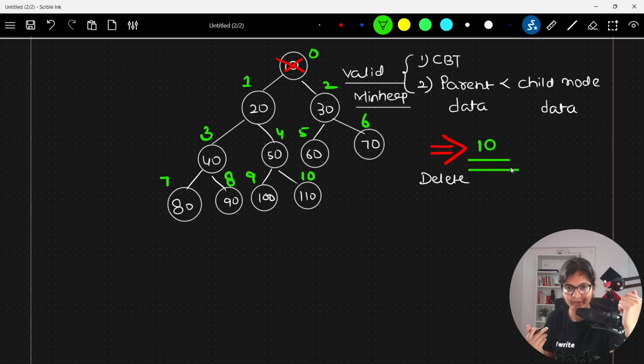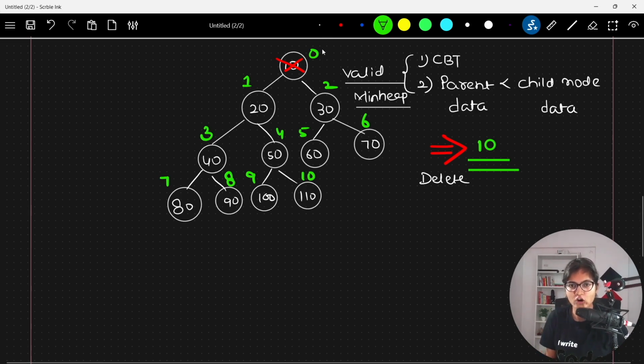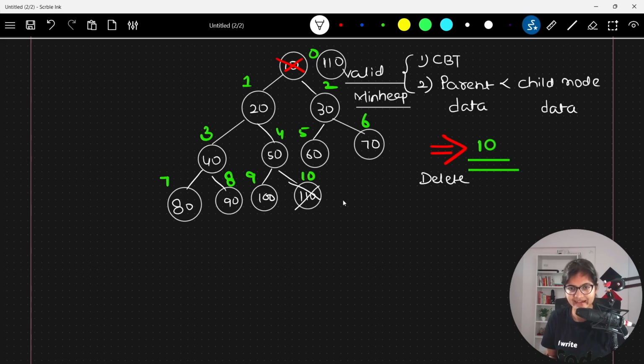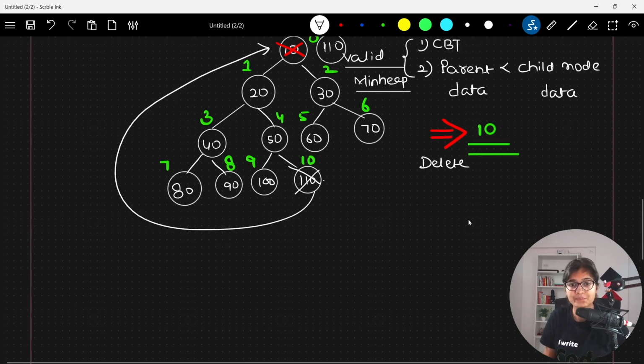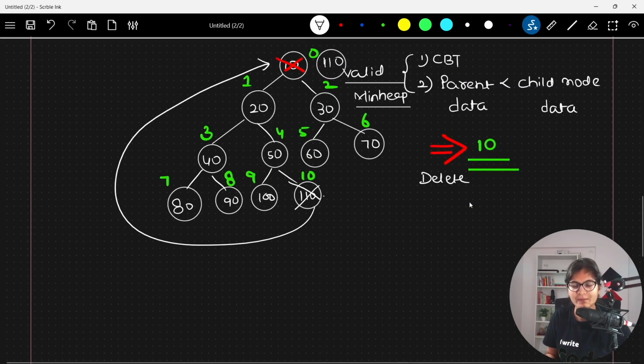After that, what will happen? The last node, whatsoever the last node you have, will be copied to the first node here. At the 10th position I am having 110. That particular value will get copied here, so 110 will be placed here. This node will get deleted and its value will get copied to the 0th position, whatsoever node is present at the very last index. Now if you observe, we will be having 110 at the root.